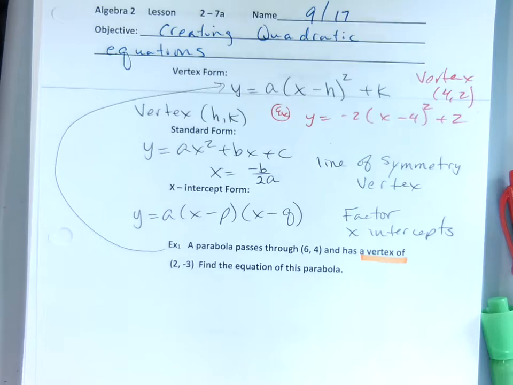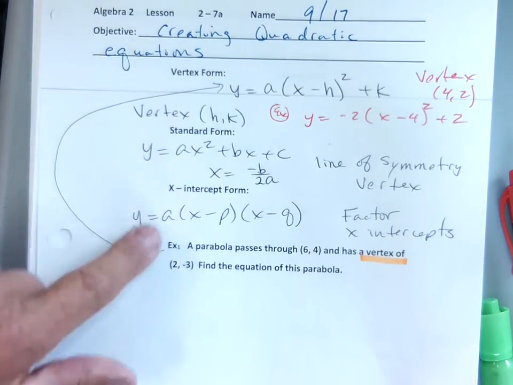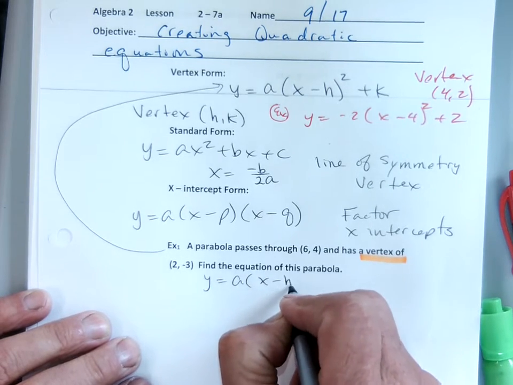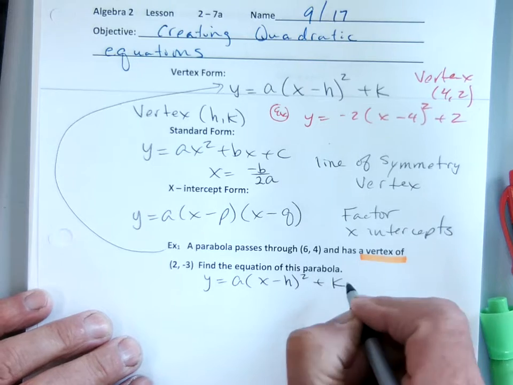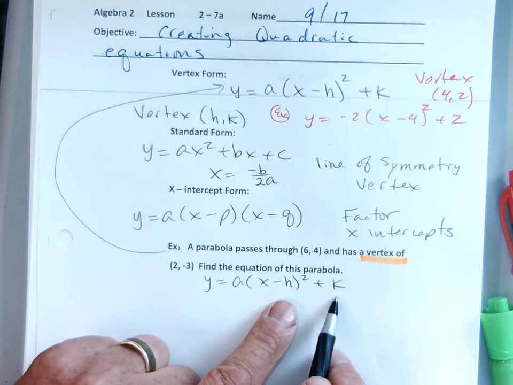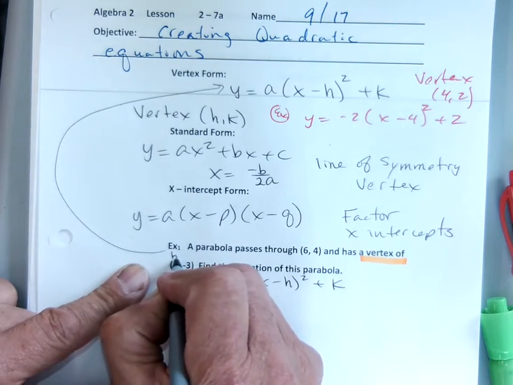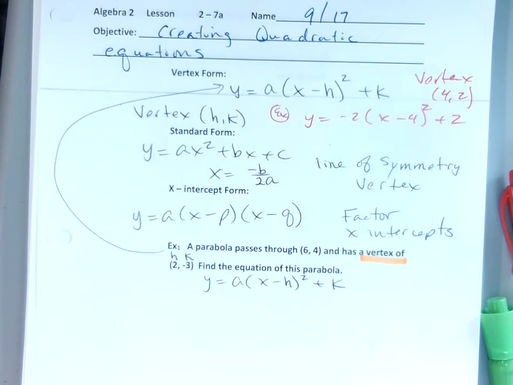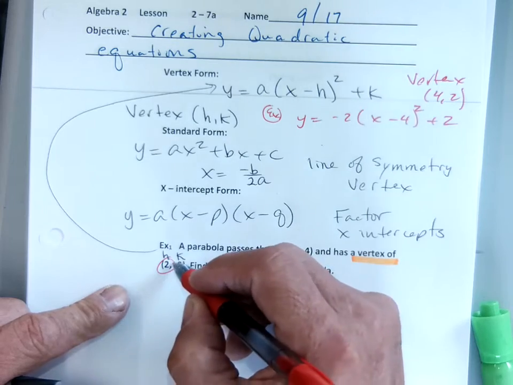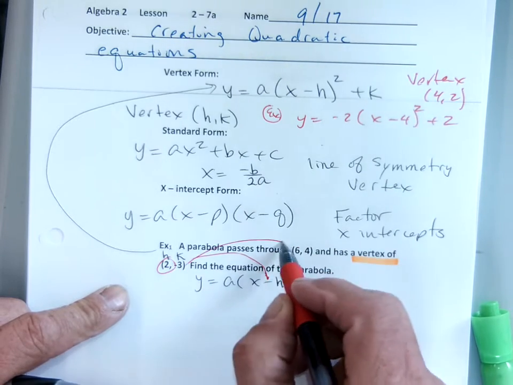So we need to find an equation. Let's use one of these three. We know the vertex. Let's use the vertex form. So I'm going to go y equals a times (x minus h) squared plus k. That's the formula I want to use. We've got to pick one of the three, and that's the one I'm going to pick. h and k are the vertex. So here's my h, and here's my k. My h is 2, because that's my vertex, and my k is -3. So I'll put my 2 there, and I'll put my -3 there.